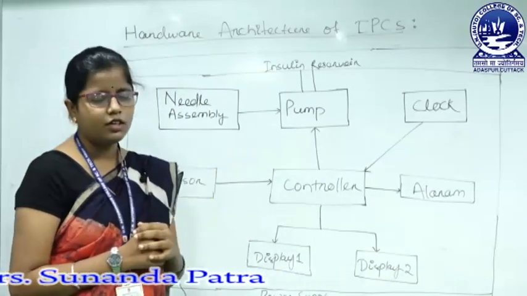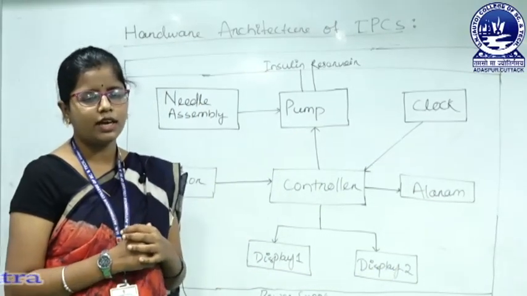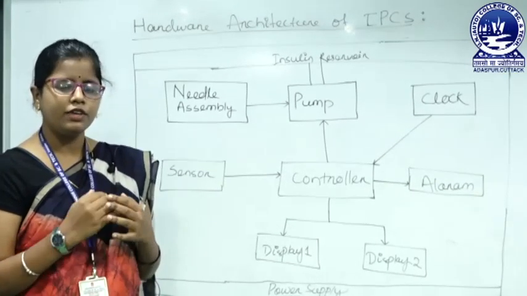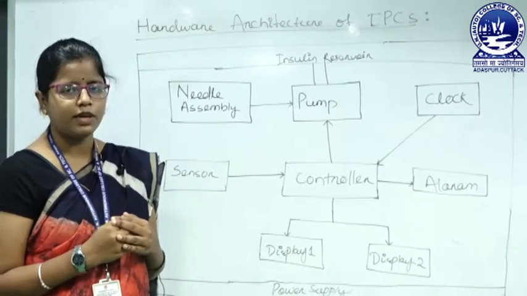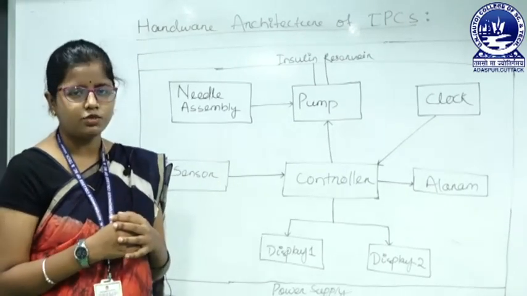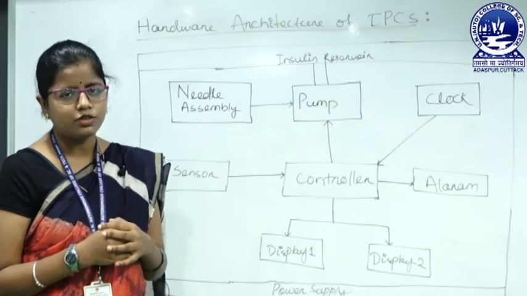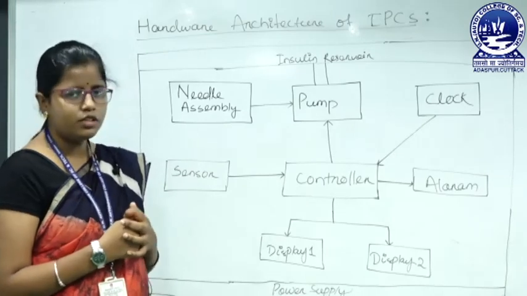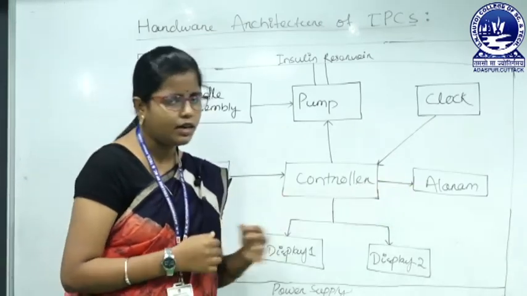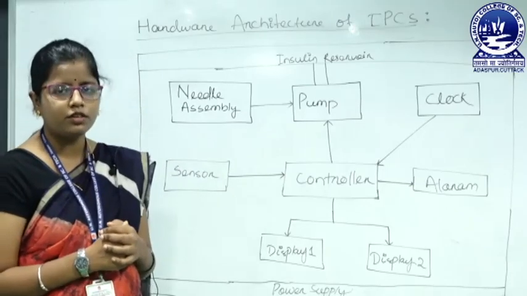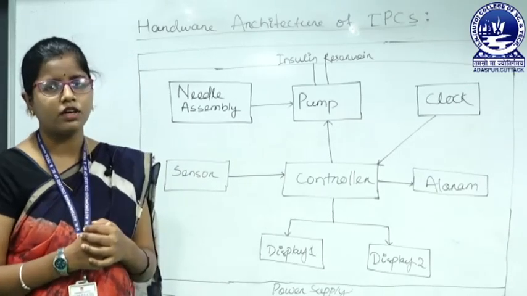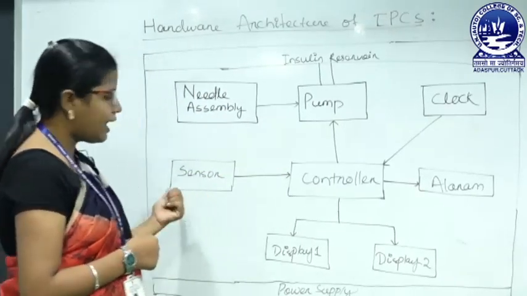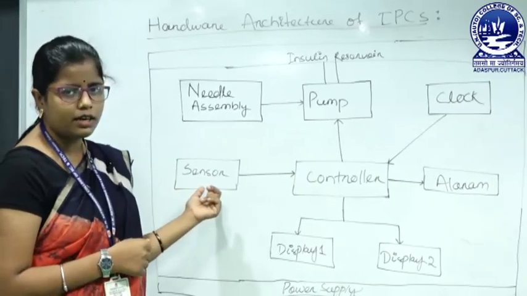Why do we need a clock? We need a clock to measure the sugar level at a fixed interval of time. We can fix that time, and for that fixed interval the clock is going to measure the sugar level, and based on that sugar level the correct amount of insulin is delivered to the patient's body. Next, we have an alarm. If something goes wrong with the patient, or with this system, then the alarm will alert the patient. Next, we have a sensor. This is a blood sugar level sensor.